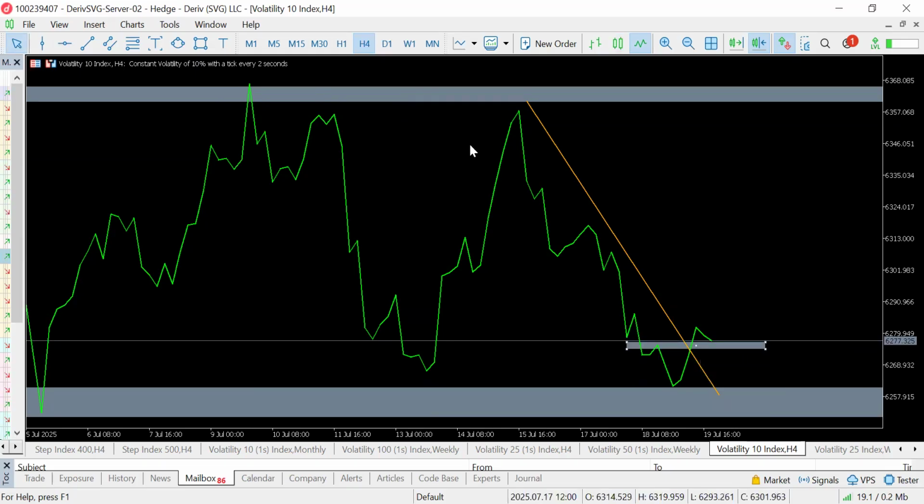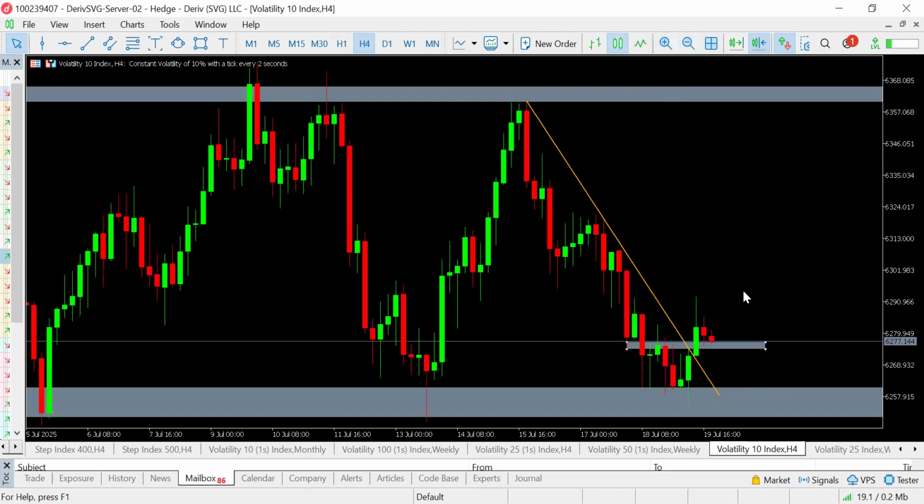So I can place this here as the initial resistance zone that has just been broken, and being part of the W pattern. So we can see that price clearly broke and closed above the zone. There's a retracement being made back into the zone.